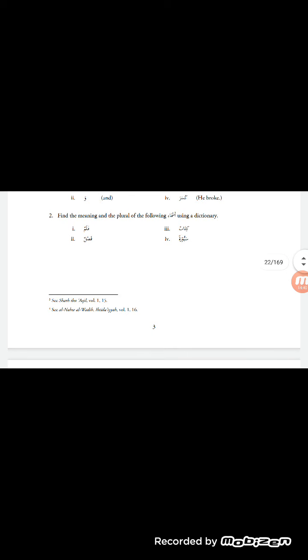Kasara, he broke. This is a verb, past tense. It has a meaning. Verb has a meaning, and it denotes a tense, either past tense, present tense, or future tense. In this case, kasara is past tense.